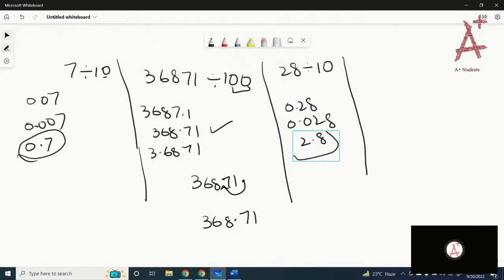Okay, let's do another example. The next example is 92 divided by 10. So the options given are 9.2, 0.92, and 0.092. So which option is the correct one? Yes, the first one, because you have to just move the decimal point one place left. Got it?